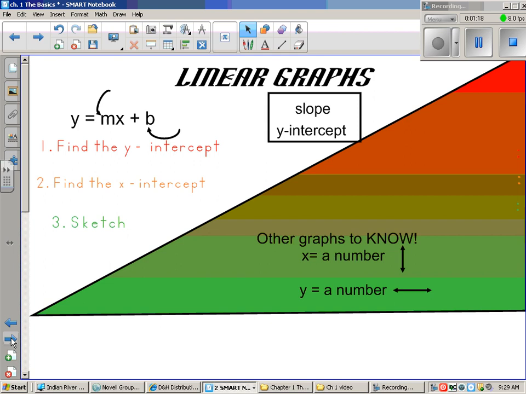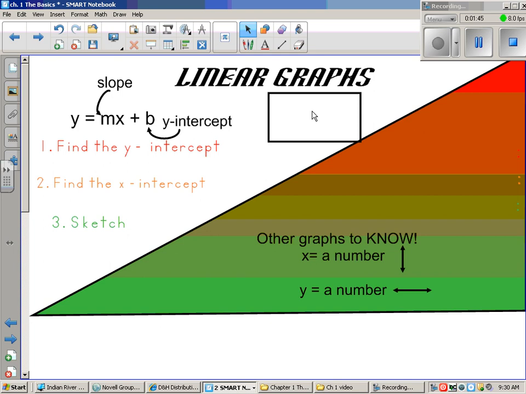Now, most of you, when you learned this, you learned y equals mx plus b. And so you learned, I hope anyway, that m represents slope, and the b represents the y-intercept. How is that the same as parabolas or quadratics? How is that the same?